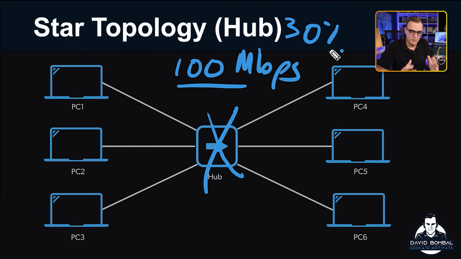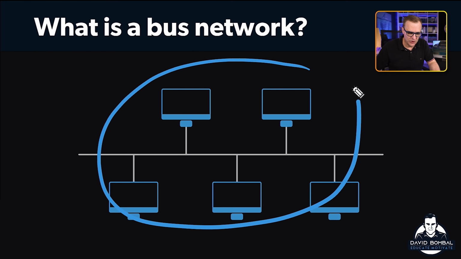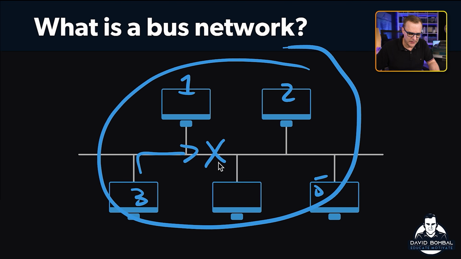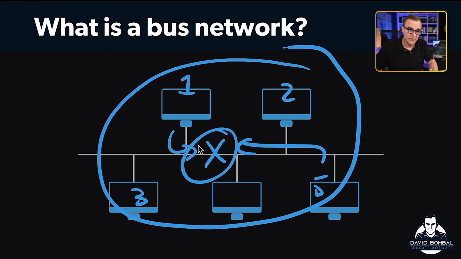All the bandwidth is shared between all the devices. So it's 100 meg shared between the devices, not 100 megabits per second each. This is known as a single collision domain because a collision anywhere affects the entire network. If PC1 sends a message to PC2 and 3 sends a message to 5 and a collision takes place, and 5 sends a message to 3, a collision here affects everyone.